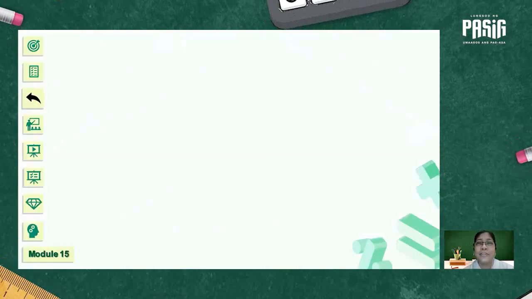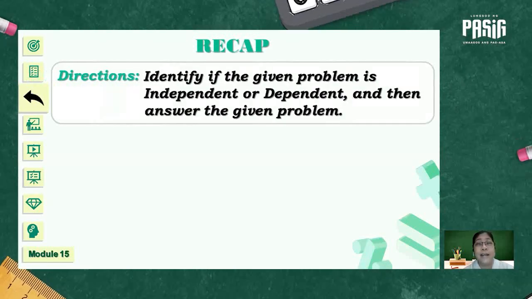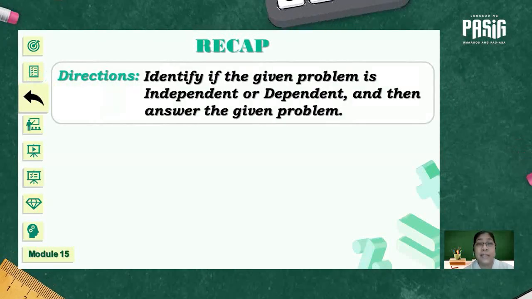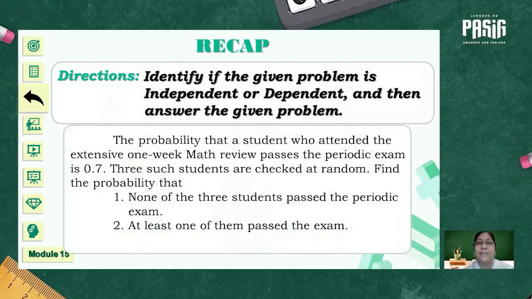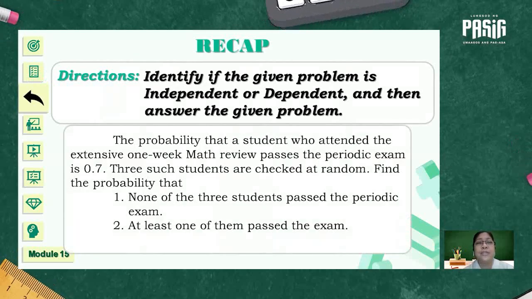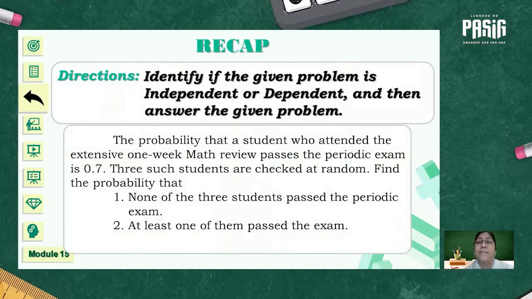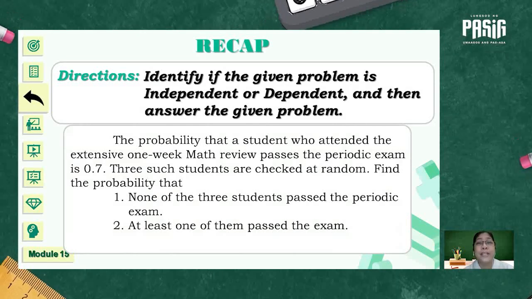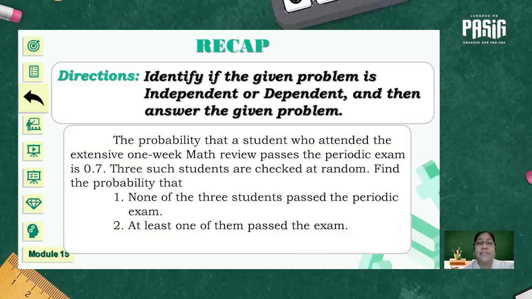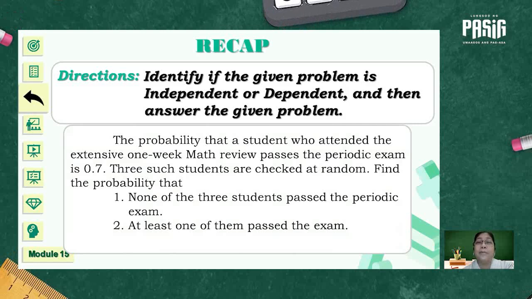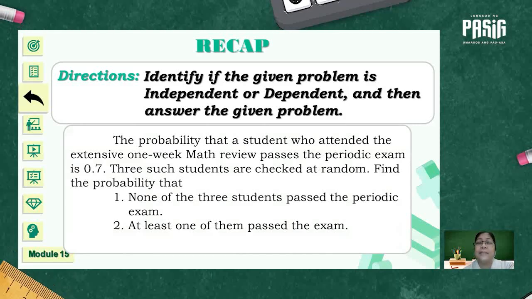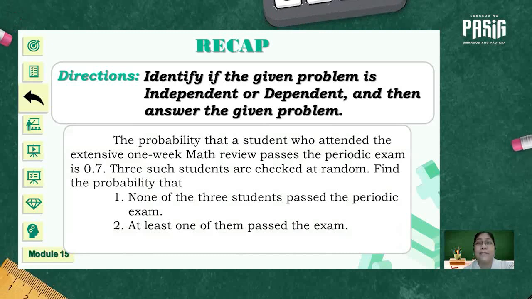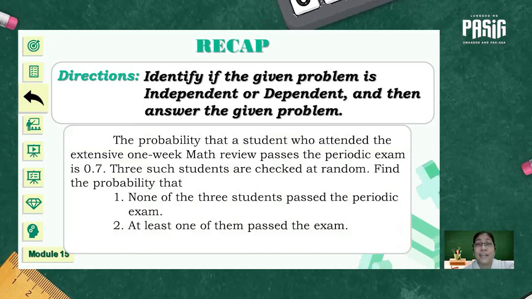Let's have a recap first. I would like you to identify if the given problem is independent or dependent. Then answer. Probability that none of the 3 students passed the periodic exam. Number 2, at least one of them passed the exam. Let's check if your answer is correct.